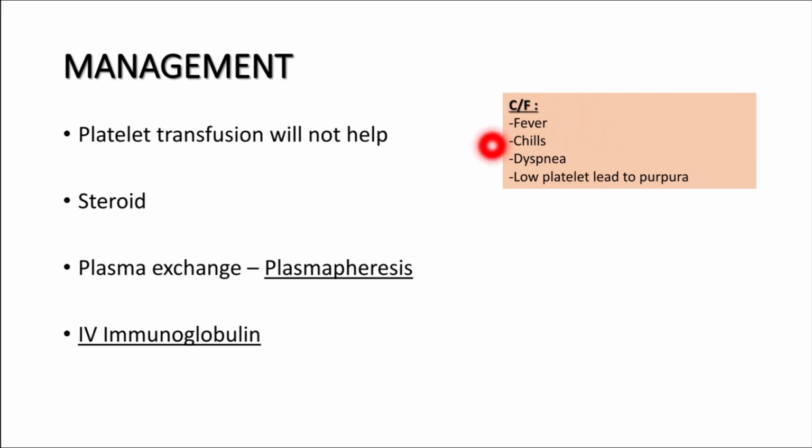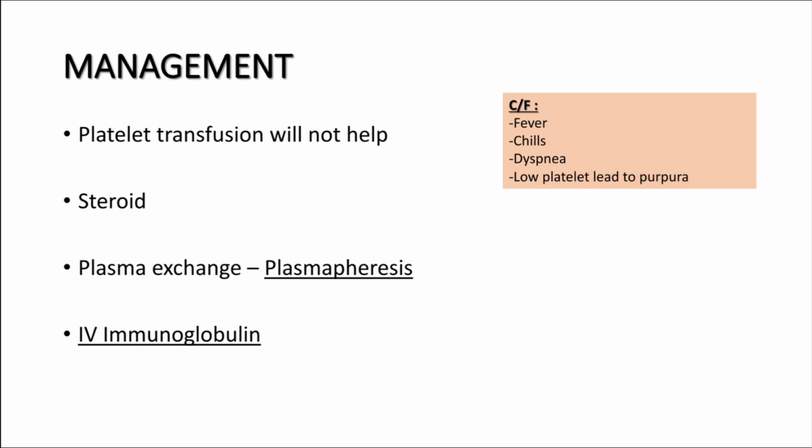So what can be the clinical features because of platelet destruction? You will have fever, chills, you can have respiratory distress in the form of dyspnea, or because of low platelets you can develop purpura over your skin as well. You know, whenever the platelet count is low, purpura will develop over the skin.